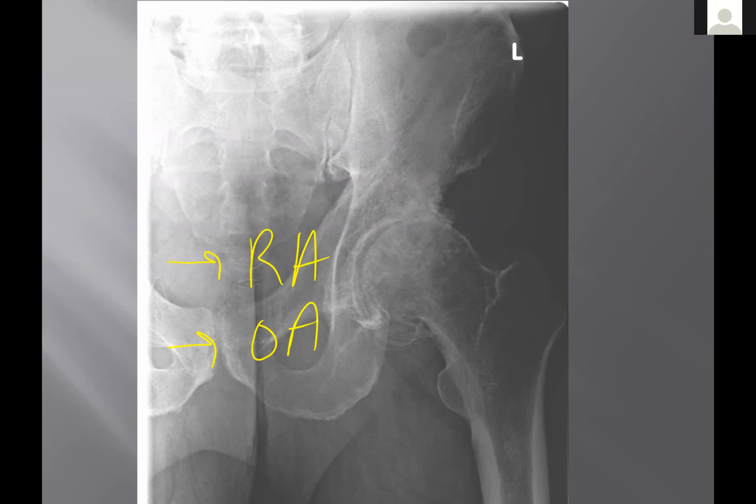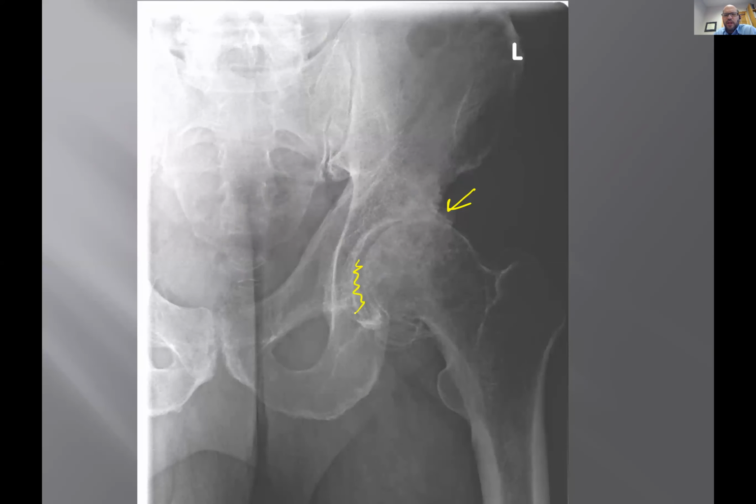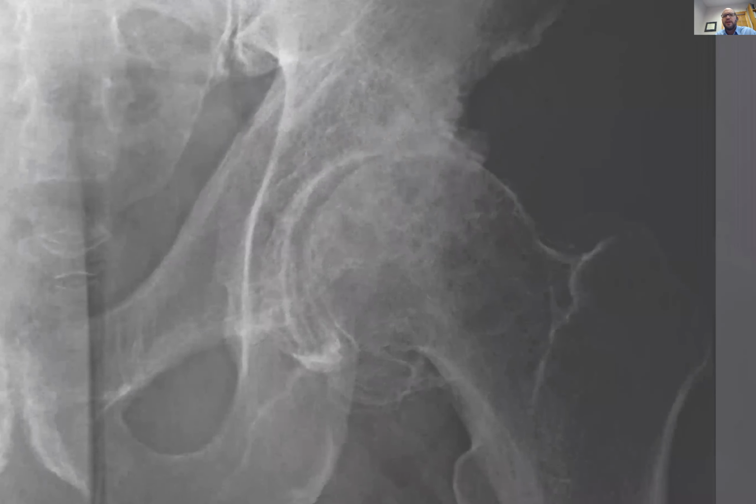OA. Right, and good. I agree because we have basically bone-on-bone narrowing of the superior compartment, but it's non-uniform. It's narrowed up here, and we still have joint space medially. You've got osteophytes coming off the medial aspect of the head. I'm going to go ahead and take a closer look at this for you. Now, look at the femoral head for a moment.